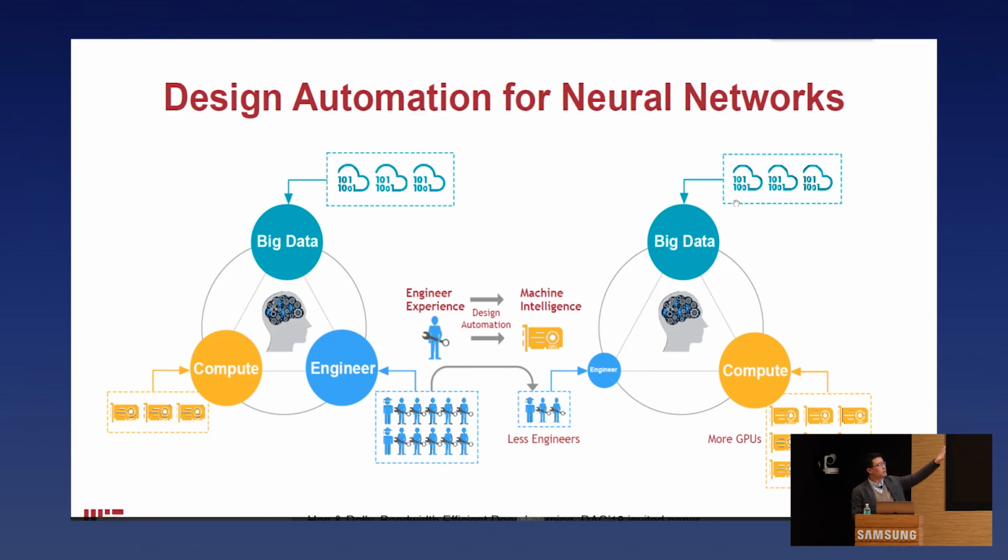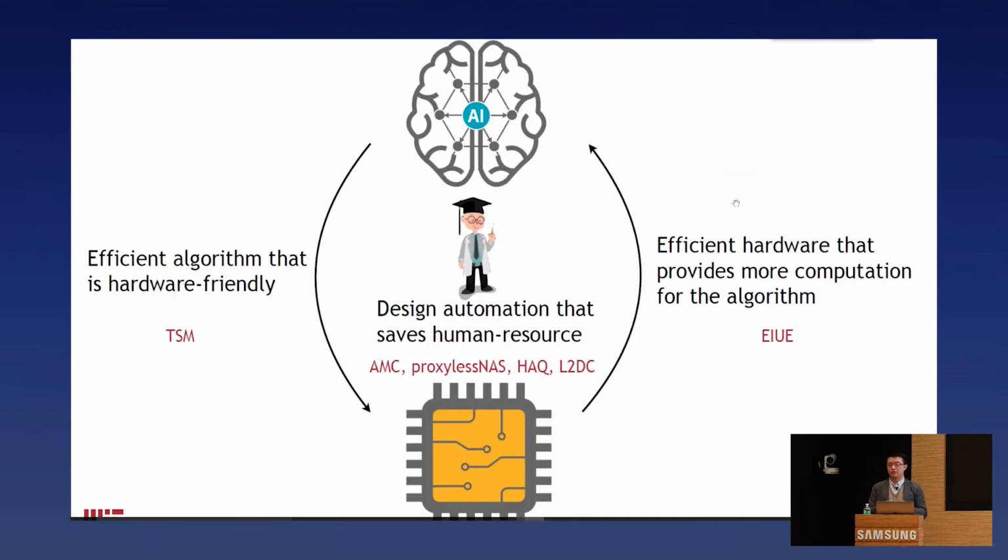So to wrap up, today we talk about three sections. The first section, we talk about how to build efficient algorithms that are hardware friendly. We talk about the TSM module for efficient video understanding that improved the throughput by 13 times and also is the state-of-the-art accuracy on those leaderboards.